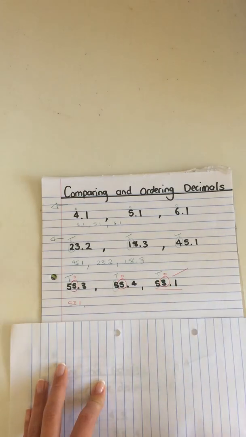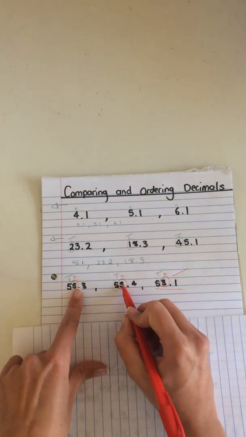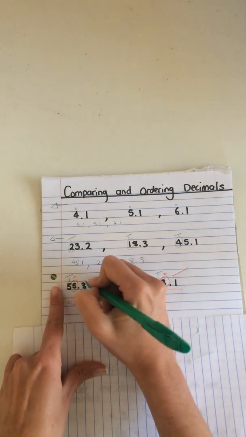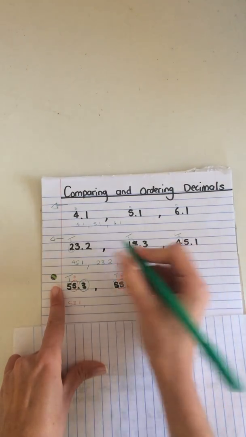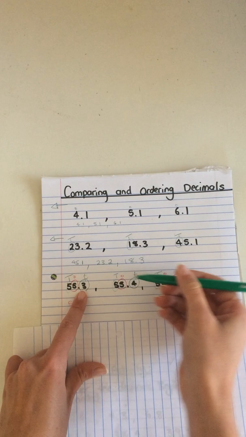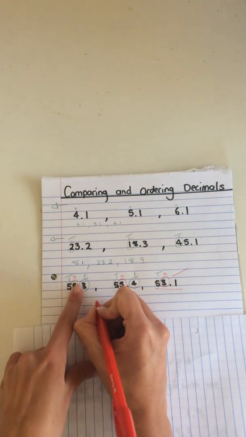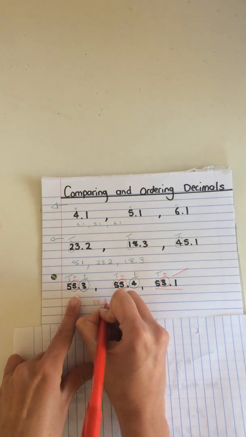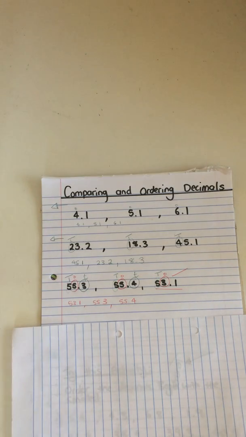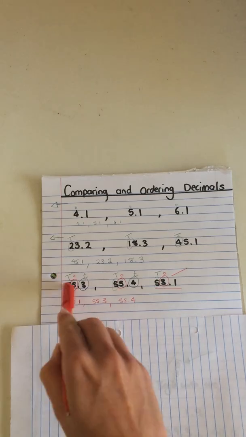So I'm finished with that one, I can tick it off. I have these 2 left, and both ones are also the same. Both tens were the same, and both ones are also the same. So now I need to go next door again, and I'm looking at my tenths column. Here I have 3, here I have 4. 3 I know is smaller than 4, so I'm going to write this one first, 55.3, and then the biggest one is 55.4.